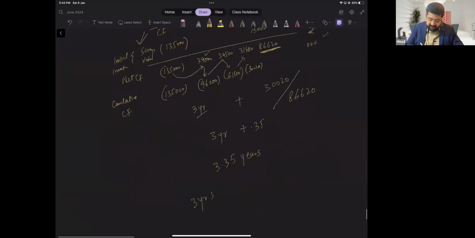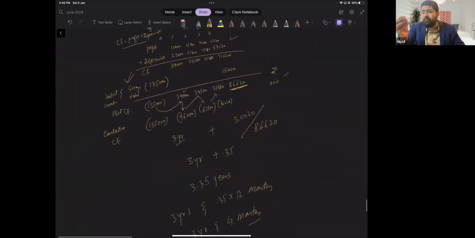So 3 years and how many months? 0.35 into 12 is 4 months, or 5 months. So 3 years and 4 months or 5 months, both are acceptable. Not difficult. Only one depreciation adjustment was there.